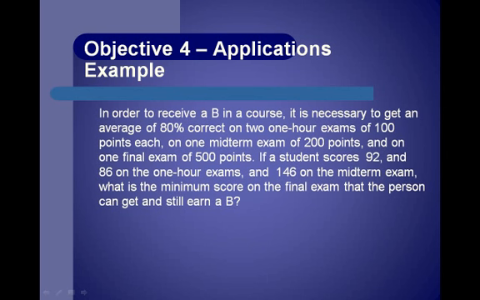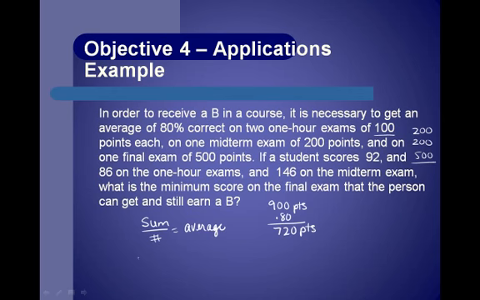Normally, to find the class average, you take the sum of all the test scores divided by the number of tests that you have, and that would give you the average. Well, in our case, because all of the scores are a little bit different, we need to go about it a little different. Total points, we've got 2 at 100, so that's 200 points for those, a midterm of 200 points, and a final exam of 500 points. So we have 900 points total. To get 80% correct, that would be 720 points.